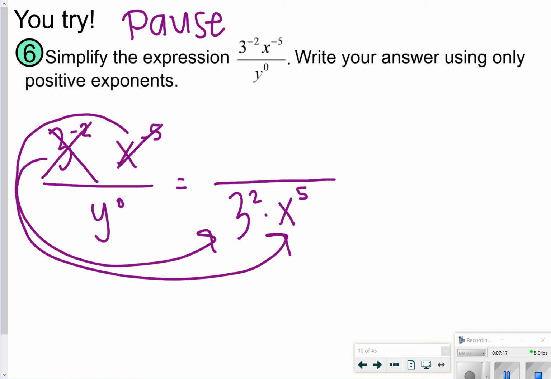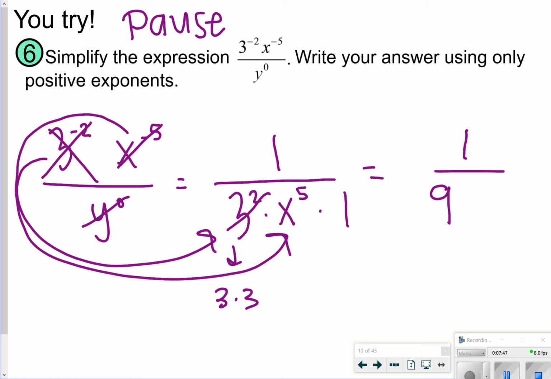And then I also have this y to the 0 power on the bottom. That one's still going to be equal to 1. So I'll have 3 to the 2nd times x to the 5th times 1 all in the denominator. Since I don't have anything left in the numerator, go ahead and add a 1 there. I can go ahead and simplify this down even more. So I'm going to keep the 1 up top because there's nothing else I could do with that one. 3 to the 2nd means 3 times 3, so I'm going to write that as 9.